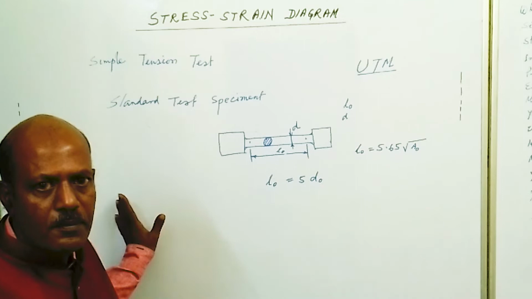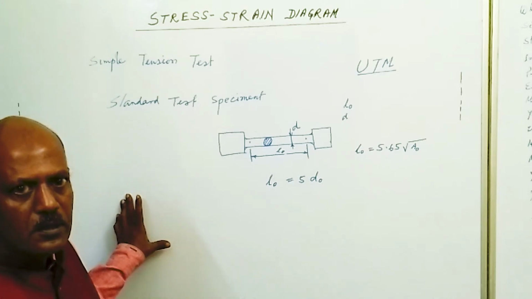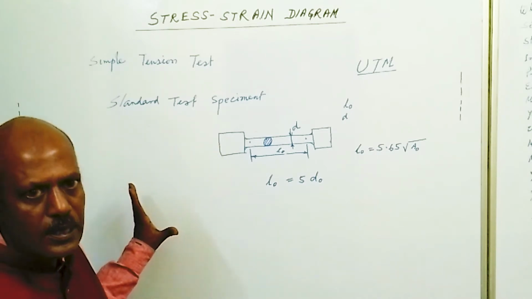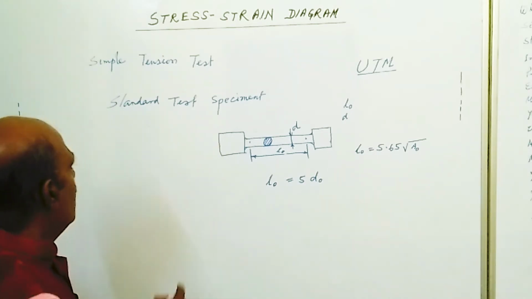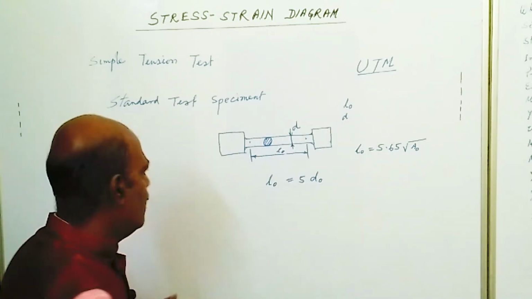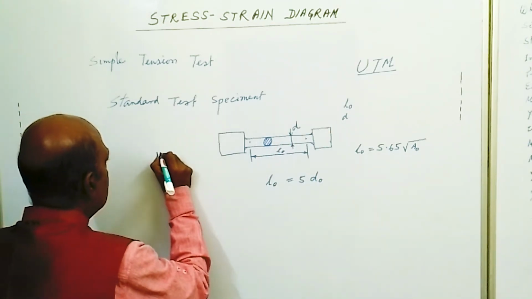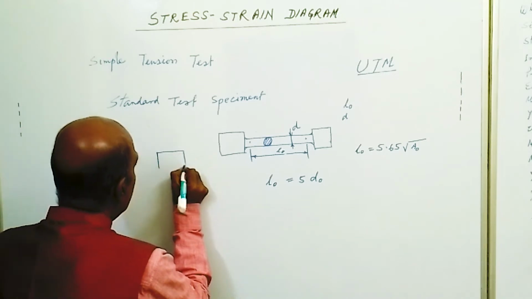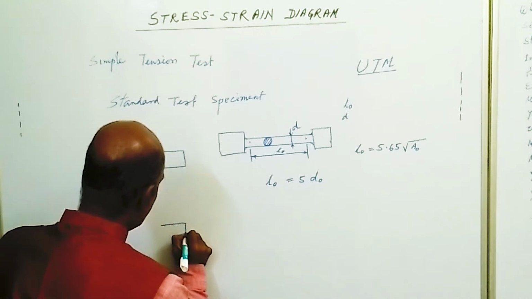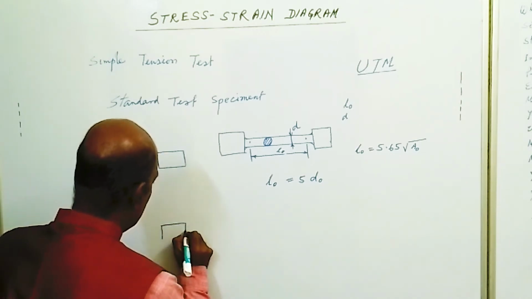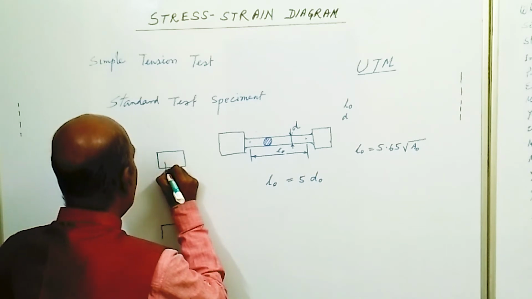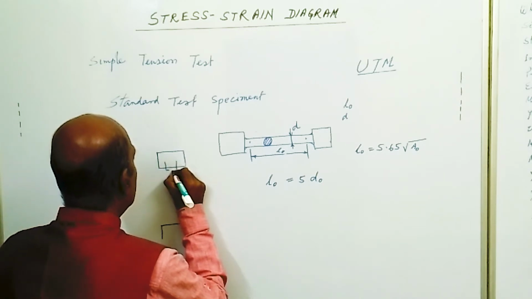Whatever may be the material, when testing is to be carried out, this size and shape is to be used, and that is called the standard test specimen. This test specimen is attached in the machine called the UTM machine. There are two jaws, an upper jaw and a lower jaw, in which the specimen is fitted.